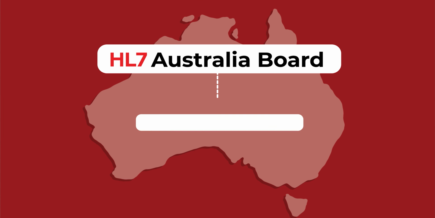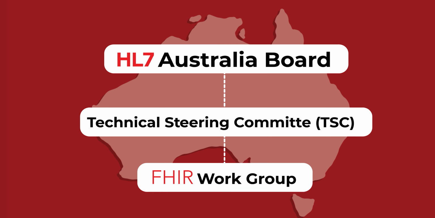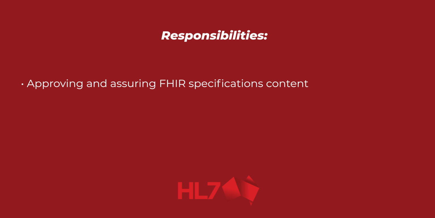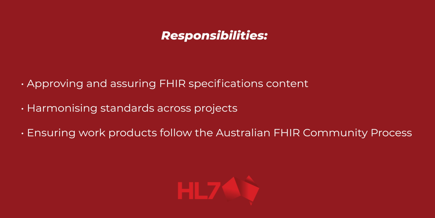The HL7 Australia FHIR Workgroup provides technical oversight for all FHIR specifications produced via the Australian FHIR community process. Its responsibilities include approving and assuring FHIR specification content, harmonising standards across projects, ensuring work products follow the Australian FHIR community process. The Workgroup reports directly to the HL7 Australia Board and collaborates with the Australian FHIR Coordination Committee to advance open health standards across Australia.